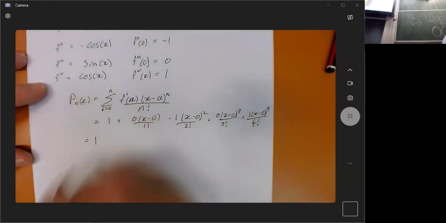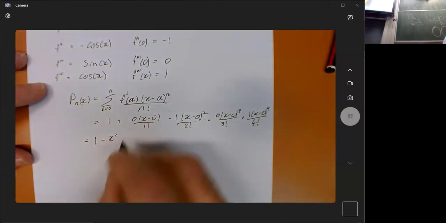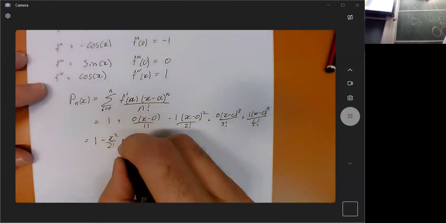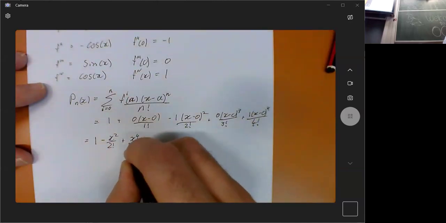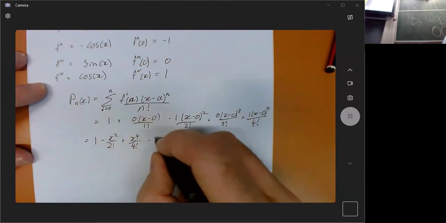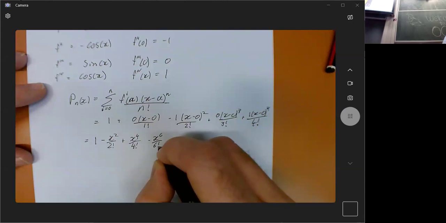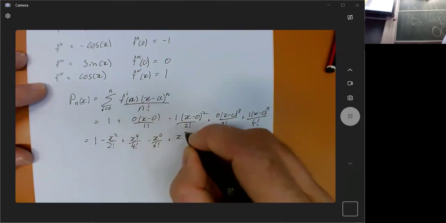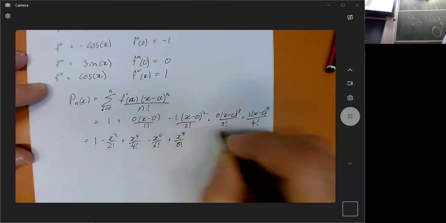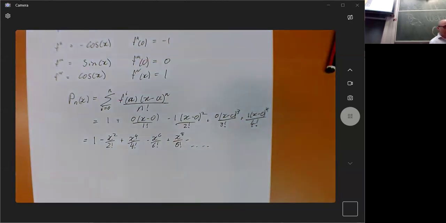This is going to simplify down to 1 minus x squared on 2 factorial plus x to the 4 on 4 factorial minus x to the 6 on 6 factorial plus x to the 8 on 8 factorial minus dot, dot, dot. All right. This is a well-known thing. You should know this. All right. This is a Taylor series you should recognize. Okay. Cannot be more specific than this. It is a series you should recognize.